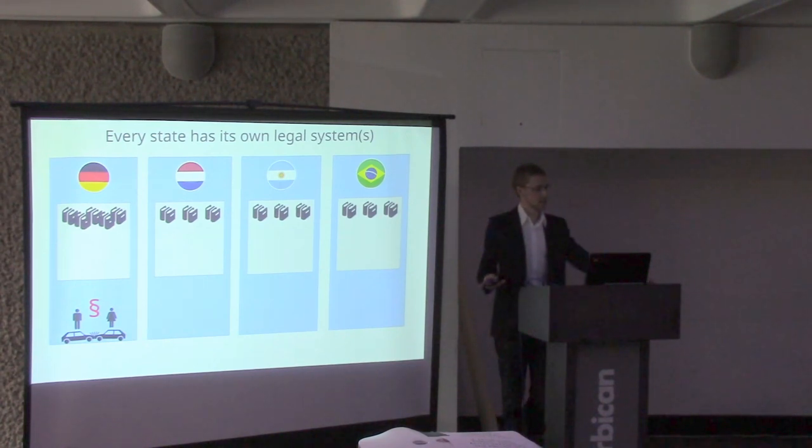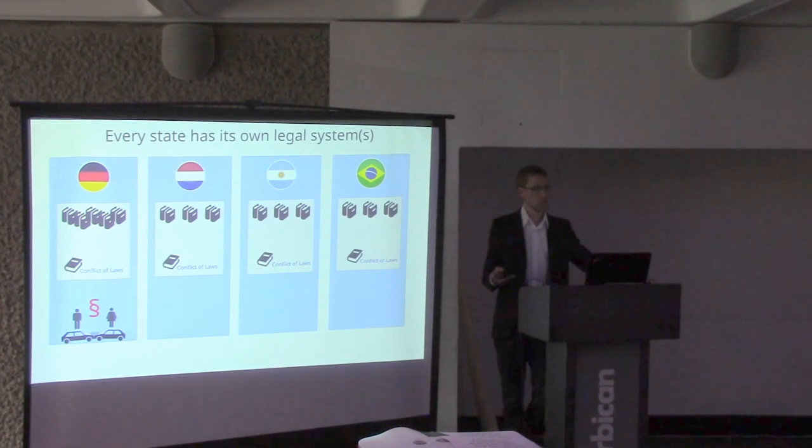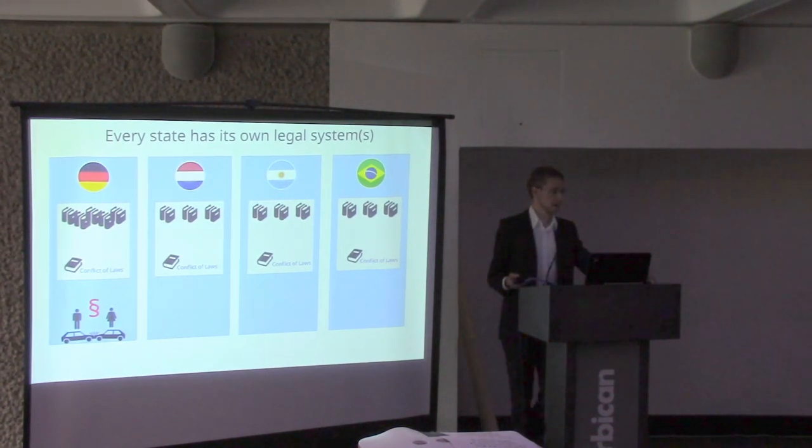Now, in every state, there's also a specific set of rules. This is called conflict of laws rules. And these rules are designed to give an answer to only one question, the question of the applicable law in an international case. In a case that involves a so-called foreign element, for example, if the parties have different nationalities or have their residence in different states, then the question arises which law applies. Because a judge does not always apply his own law. In fact, a judge quite often has to apply a foreign law because his own conflict of laws rules tell them to apply a foreign law.